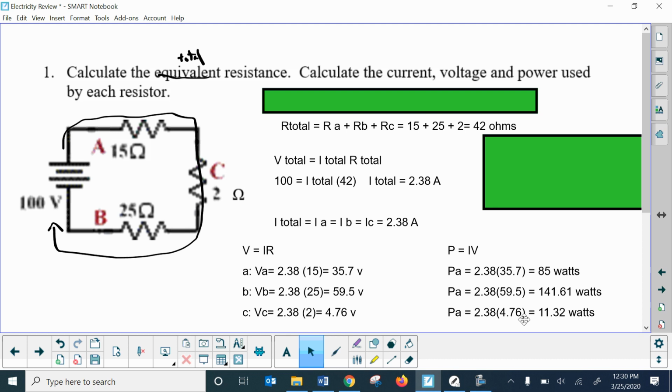And then you get different values, as you can see, because of those different voltages. If you wanted to check it, you could do the total current times the total voltage, which is 2.38 times 100, so that'd be 238. And if you add those together, you get something really close to 238, just to check.